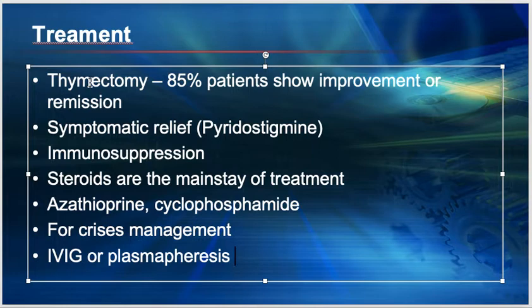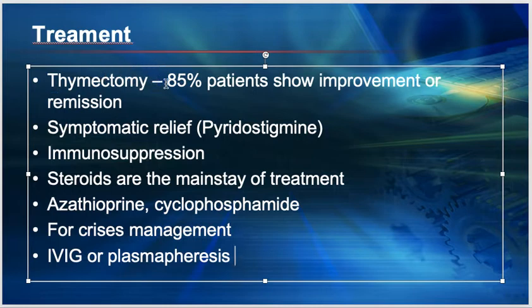Now the important thing: we can give them acetylcholinesterase medications which provide symptomatic relief, and pyridostigmine is the most widely used drug. It takes around 15 to 30 minutes for the action to start, and it lasts for 3 to 4 hours. That's why it is given 3 to 4 times daily in divided dosages. This is important. Now, thymectomy, I told you.